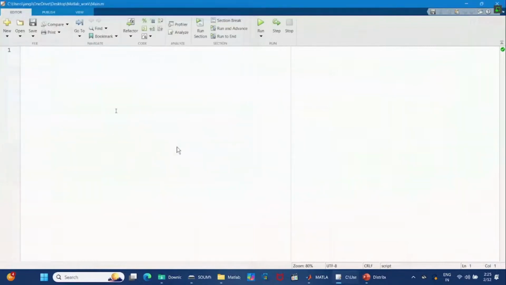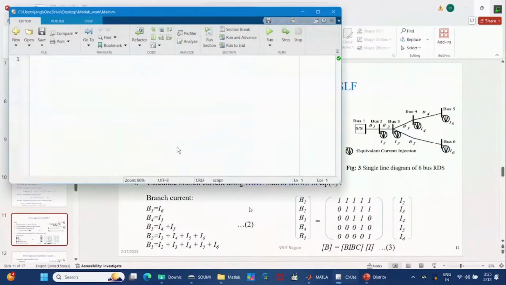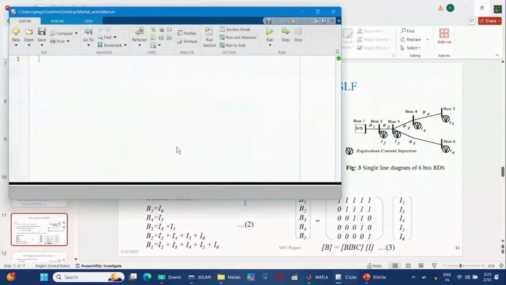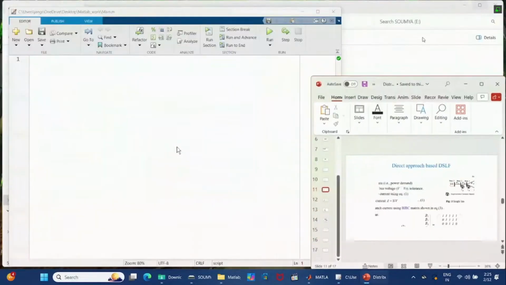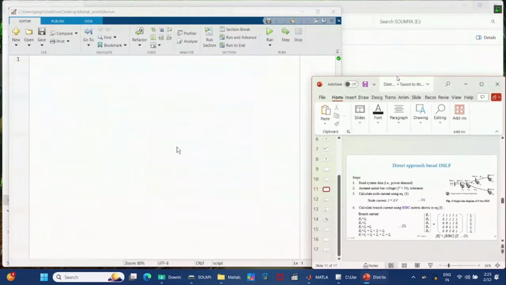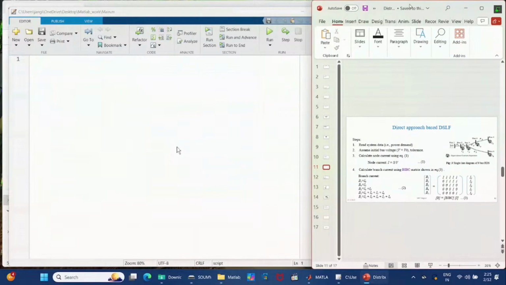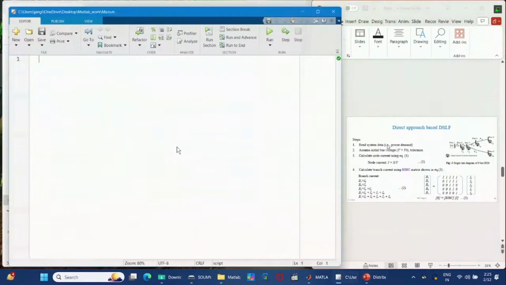I think the basics are known to all of you. Initially, open MATLAB, then open a new M file. Now, in the M file, here we will read the system data. We will solve the problem for the 34 bus system.